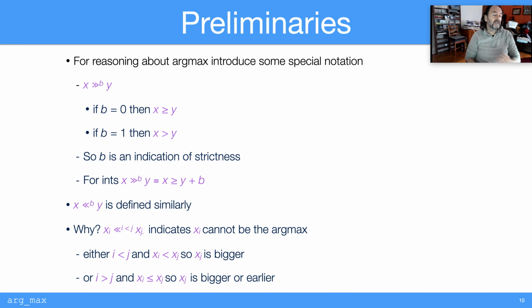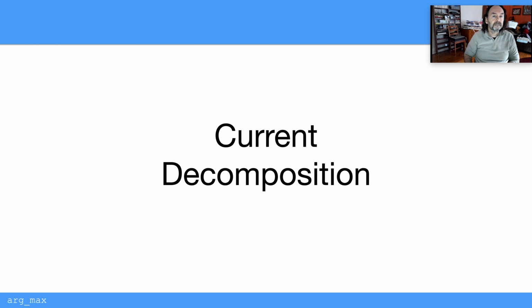And why is this important? Because if we take two of these, xi and xj, in our argmax constraint, if we have xi less than xj with i less than j, it means xi can't be the argmax. Either it's in an earlier position and it's strictly less than xj, or it's in a later position and it's no more than xj. So in neither case can it be the argmax. All right, so let's look at the current decomposition.